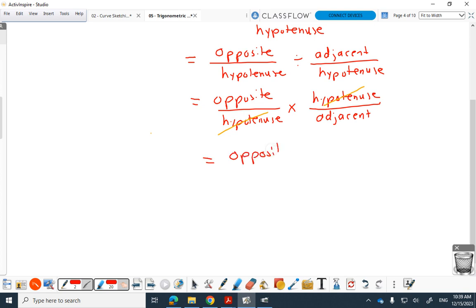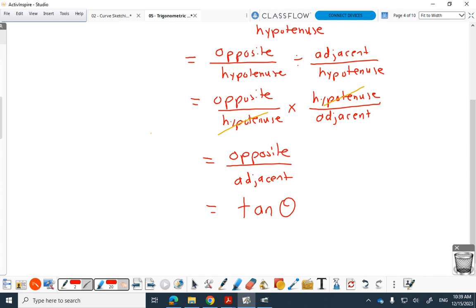Did you do up your seatbelt? Make sure it's done up tight so you literally don't get blown right out of your chair here. Opposite over adjacent. OA. What's opposite over adjacent? TOA. Tan. Come on. I just ruined your day.